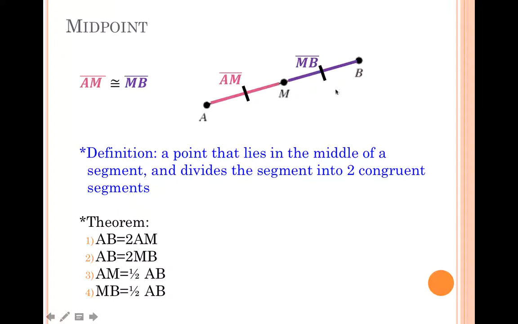So segment AB is also equal to the other segment that starts at an endpoint and goes to the midpoint. If we double that, we get to the entire segment. So that's one way to look at it. The other way is if we reverse it.